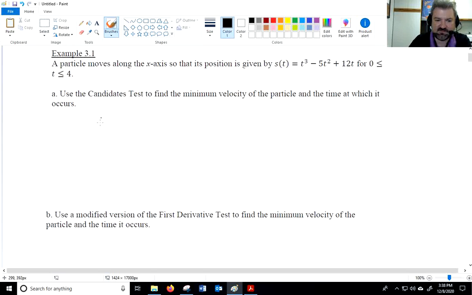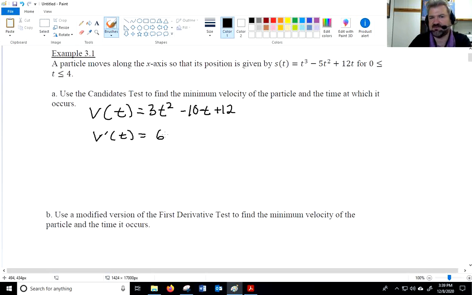To find velocity, we need the derivative of position. Remember, velocity is the rate of change of position. So v of t is 3t squared minus 10t plus 12. But we want to find the minimum velocity, so we need the derivative of velocity, which you could think of as acceleration. But I usually say v prime when I'm taking a derivative to find out something about v. If I'm taking a derivative to find out something about the acceleration, then I usually call it acceleration. But it's up to you.